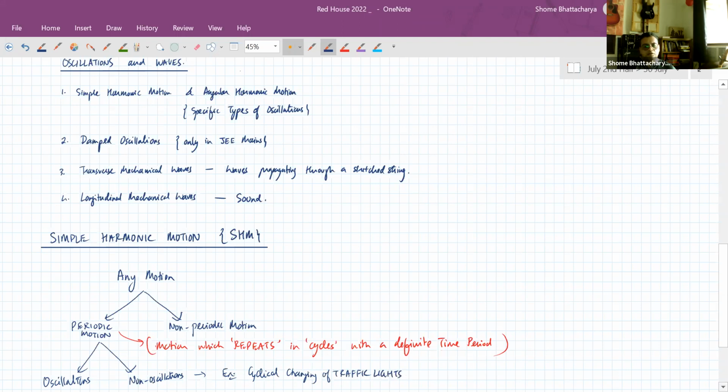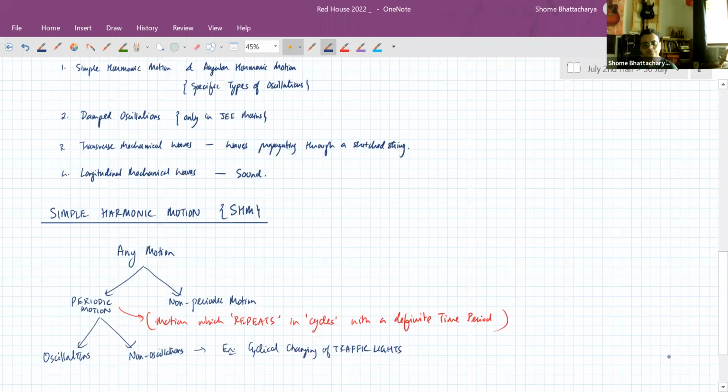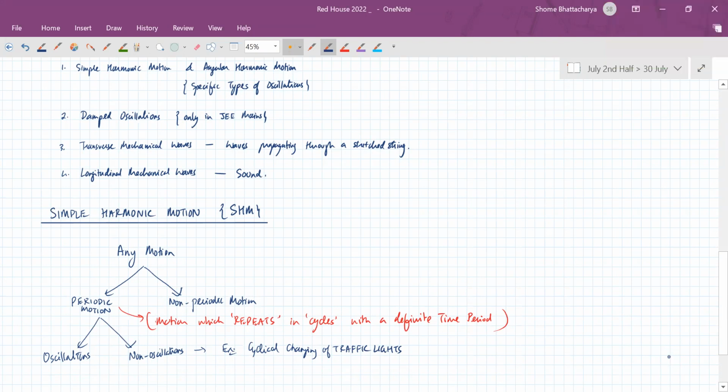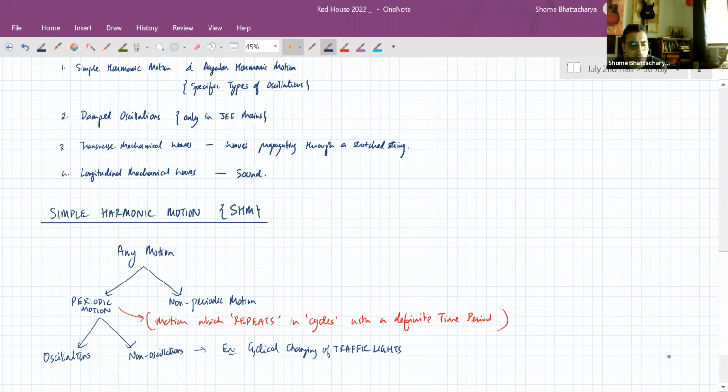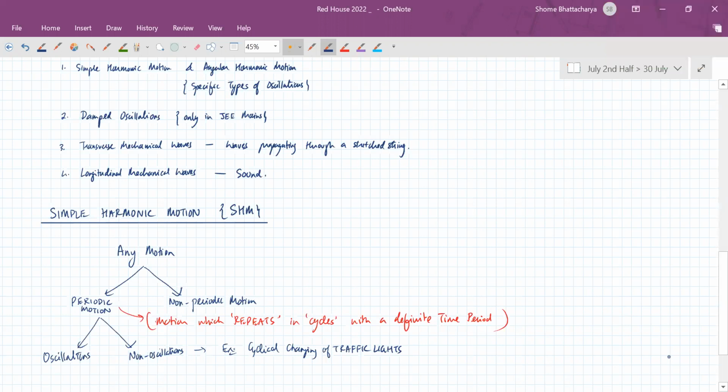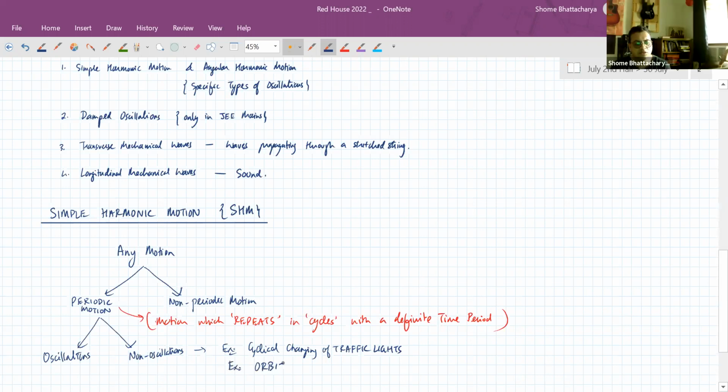What about an orbital motion? Is it an oscillation or a non-oscillation? I think you completed gravitation by now, right? So circular orbits, elliptical orbits, you might be familiar with all these things. Can we call them oscillations or are they non-oscillations? Non-oscillations, yes. So the orbital motion is a non-oscillation. In fact, much easier than general orbital motion is the case of uniform circular motion. That also has a definite time period.